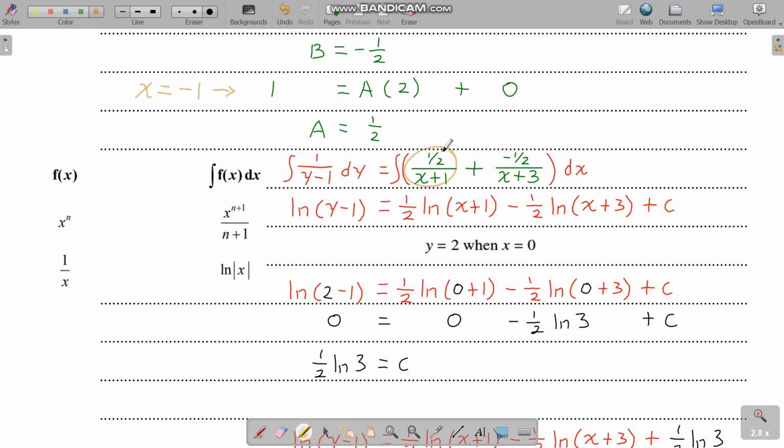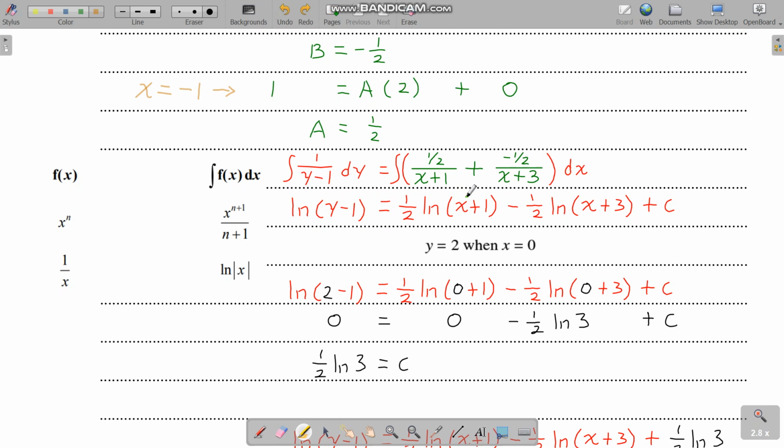And for here, we rewrite the coefficient 1/2. And for the integral of 1 over x plus 1 is just ln x plus 1. Same thing here, we still have the coefficient. The integral is ln x plus 3. We use constant of integration on one side. Let's put it on the right. This is called the general solution of the differential equation.